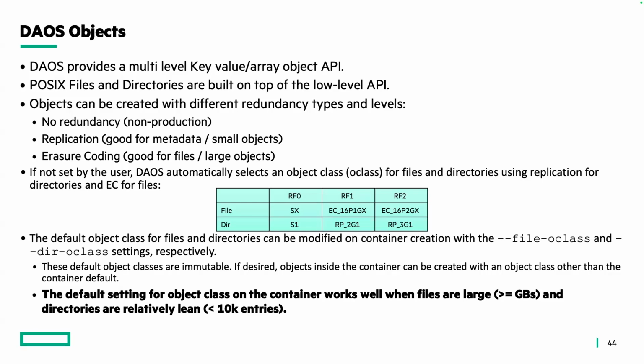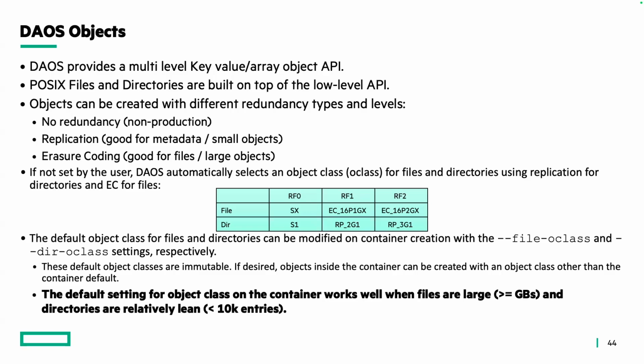Objects can be created, similar to files, with different redundancy levels. You can have an object with no redundancy, which is the non-production way of saying, I just want to see what the capability of my system is. There are two redundancy mechanisms in DAOS: replication, which is good for metadata or very small files, and erasure coding, which is good for generic, medium or large files.